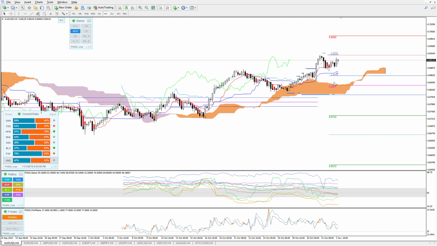Pivots there, so we're above the monthly pivot. There's your resistance, monthly, and support. And you see the movement across time and how they sold it.